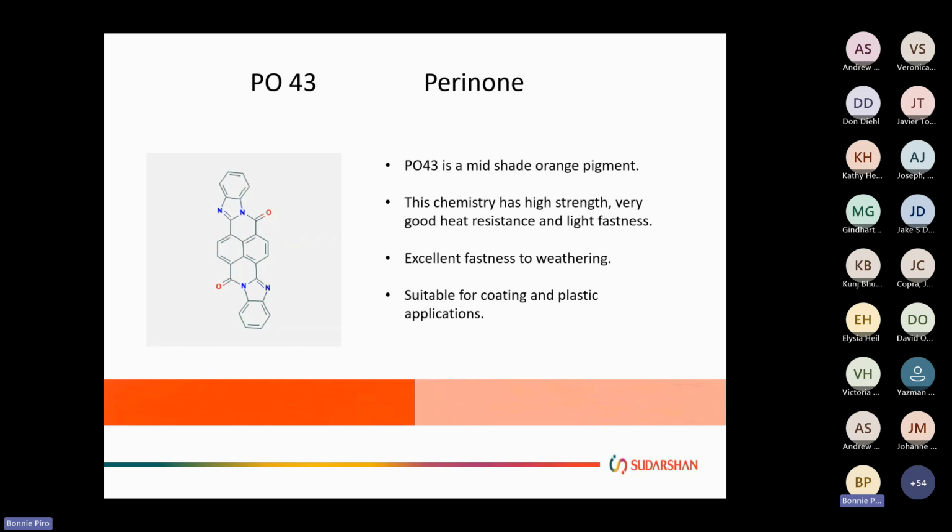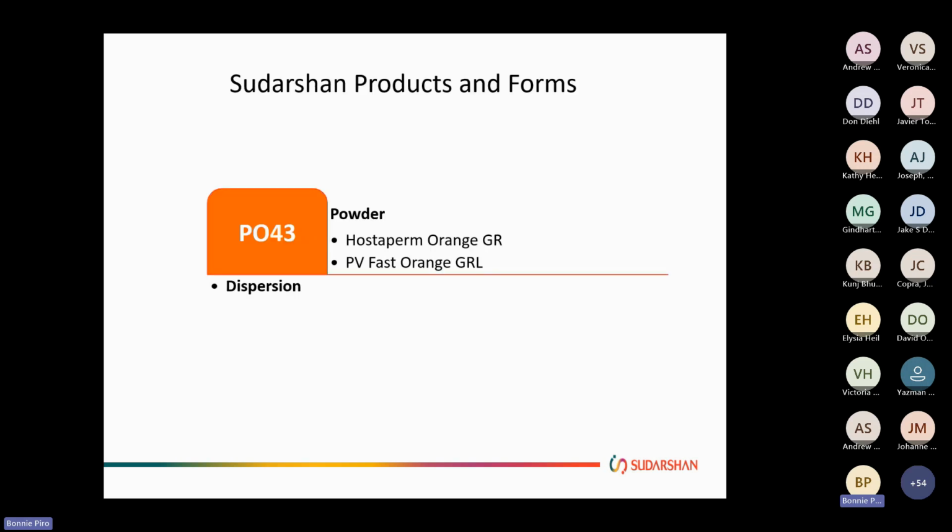Pigment Orange 43 is the next family in this particular grouping. It is a mid-shade orange pigment, nice high strength and good heat resistance, and can be seen being used in various coatings and plastic applications. From a product and form, this chemistry also comes to us from the Legacy Heubach. And there are a couple of powder forms of this particular color index available.